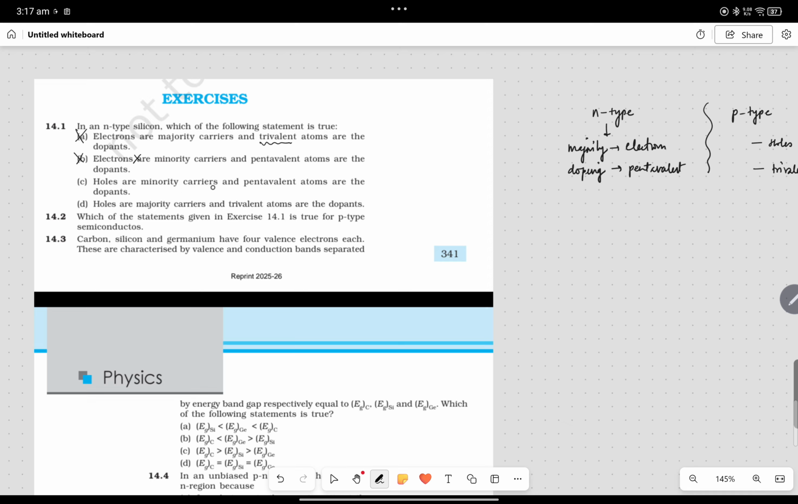Holes are minority carriers and pentavalent atoms are the dopants. Yes, holes are the minority carrier because electrons are the majority carriers, right? This is right. And pentavalent atoms are dopants. Yes, right. Pentavalent atoms are dopants, and that gives the extra electron, making the electron majority, right? So this is true. Holes are majority carriers and trivalent atoms are the dopant. This is wrong, right? So this option is also wrong. So C option is the correct option here in 14.1.